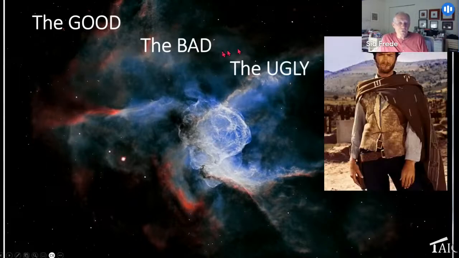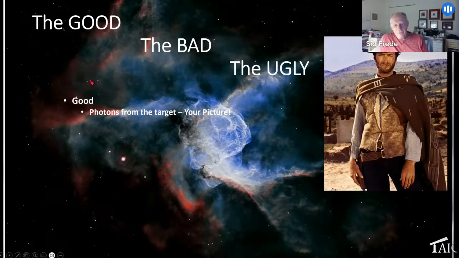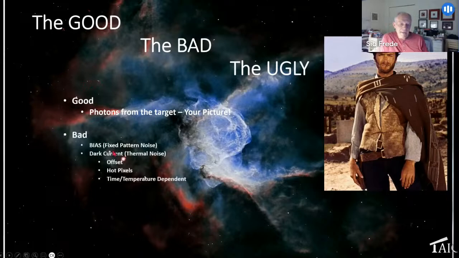When you take an exposure, you get the good, the bad, and the ugly. The good, that's the photons from the target. That's going to become our picture. The bad is anytime we apply power to our sensor, we get dark currents and hot pixels and offsets and fixed pattern noise and lots of things we really don't want, so we have to find a way to get rid of the bad stuff and get it out of our photo.